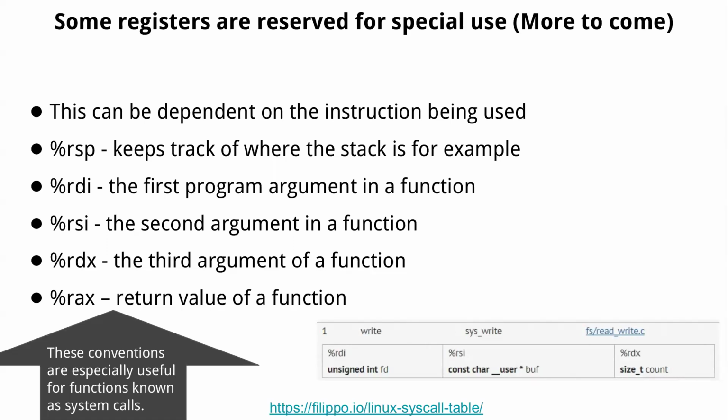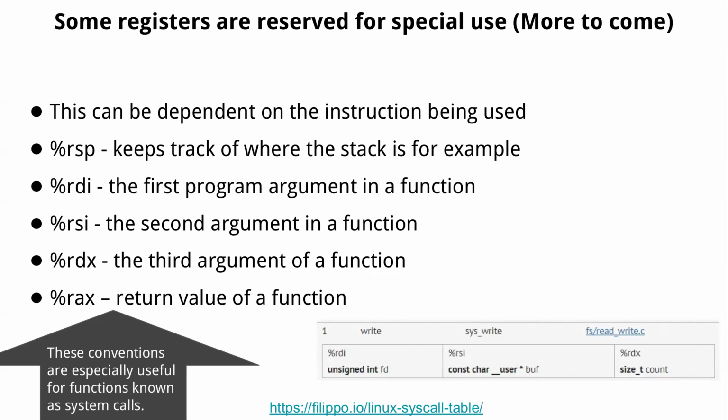So RSP will keep track of where the stack is. Okay, so the stack goes down. We will talk about what the stack is next week with more details. RSP always points to the top of the stack, which means the value in the register RSP is also an address. Then we have RDI, RSI, RDX. Those are reserved for function arguments.